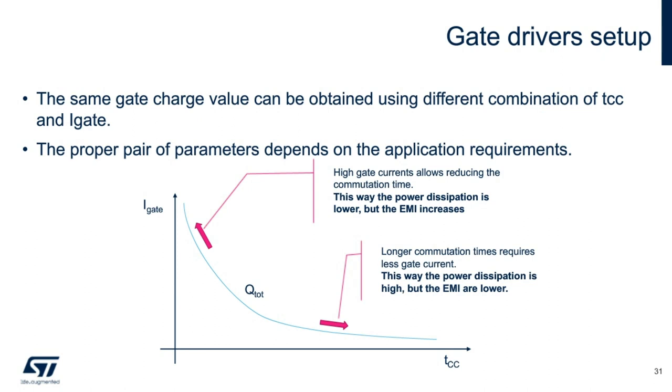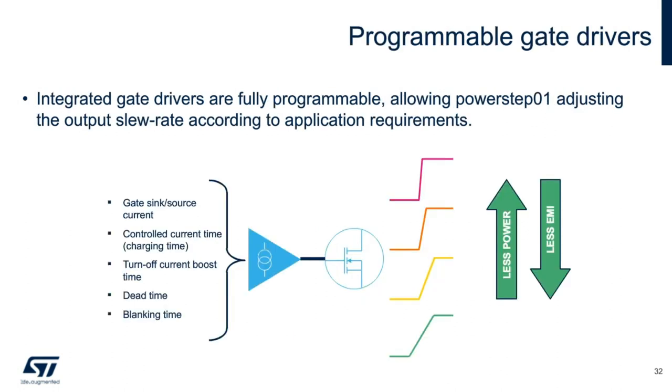If we increase the iGate value, the power dissipation is lower, but the EMI will increase. If we increase the TCC time, the power dissipation is higher, but the EMI is lower. We can see here the same trade-off between TCC and iGate from different perspectives. Higher gate current allows reducing the commutation time. It means the slew rate is higher, but there are more harmonics. It means more EMI. On the other side, longer commutation time requires less gate current with positive impact on the EMI performance due to the slower slew rate. The power dissipation will increase.